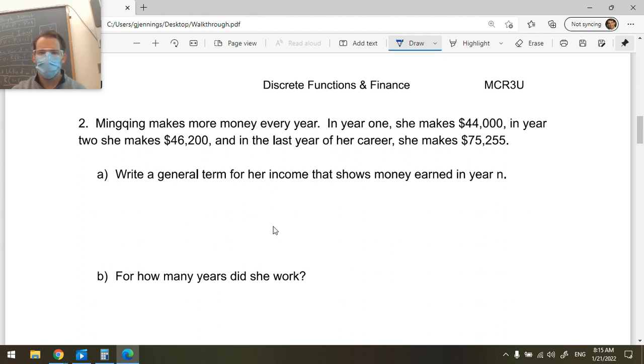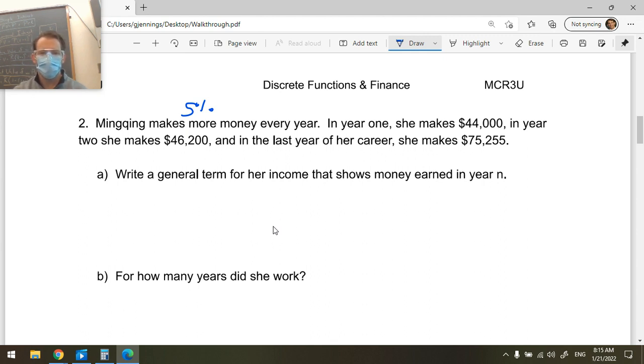If someone has an income that's increasing by a certain amount every year, but it's increasing as she makes 5% more money every year. Okay. So in year one, she makes this. In year two, she makes that. And then in the last year of her career, she makes this. Okay. I could show a few more years there.